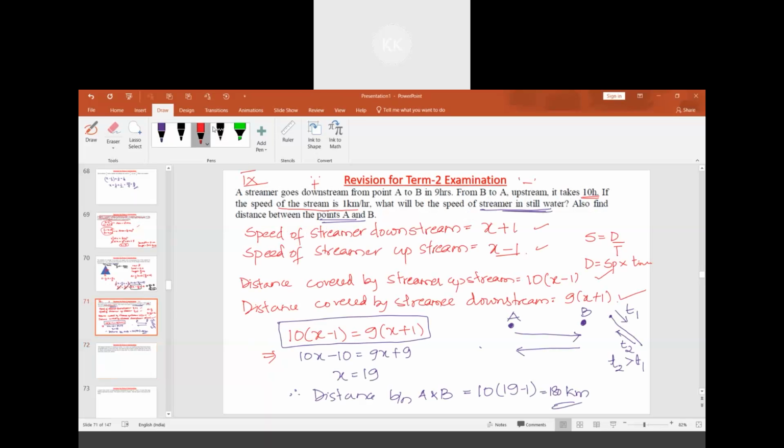This type of question you will come across in class 9th. They may give this as a boat, speed of the boat and stream. A boat goes downstream, and the boat goes upstream. The speed of the boat in still water is taken as x.